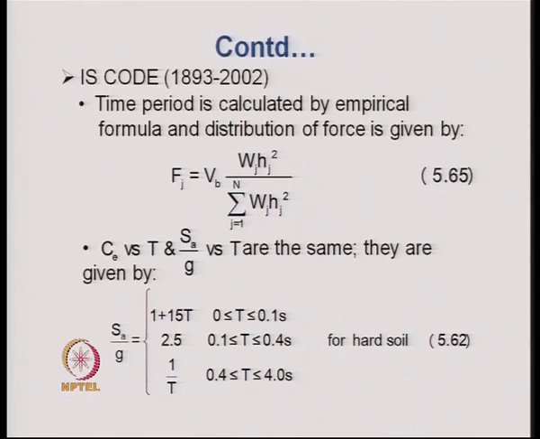The seismic coefficient and Sa by g are the same, that is the variation of C and Sa by g versus T are the same, and the Sa by g for the hard soil is given by equation 5.62. Here again we can see that there is a range, that is 0.1 to 0.4 second time period, where the Sa by g value remains the same, that is, it is a horizontal straight line, and for time period greater than 0.4, the Sa by g is inversely proportional to the time period.